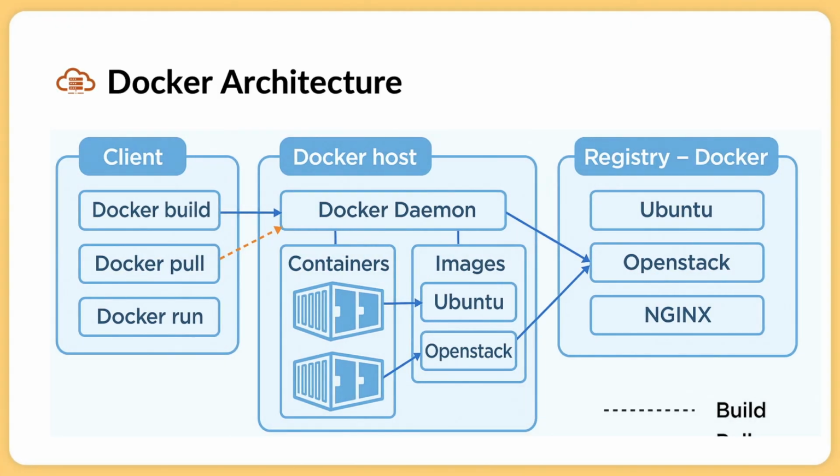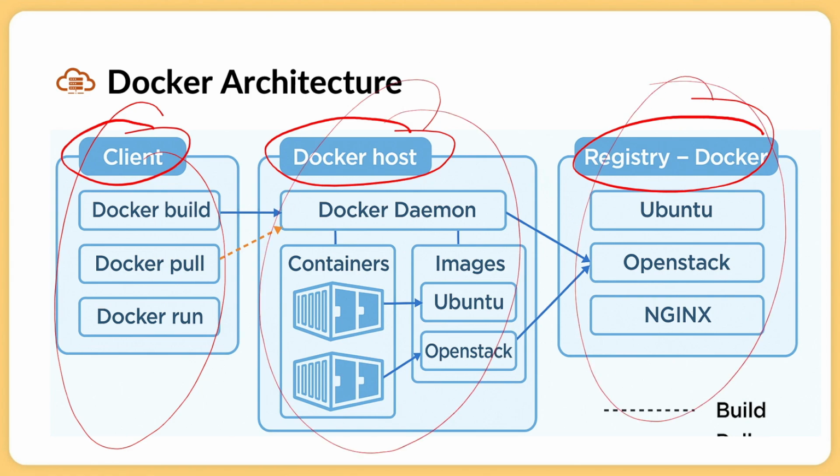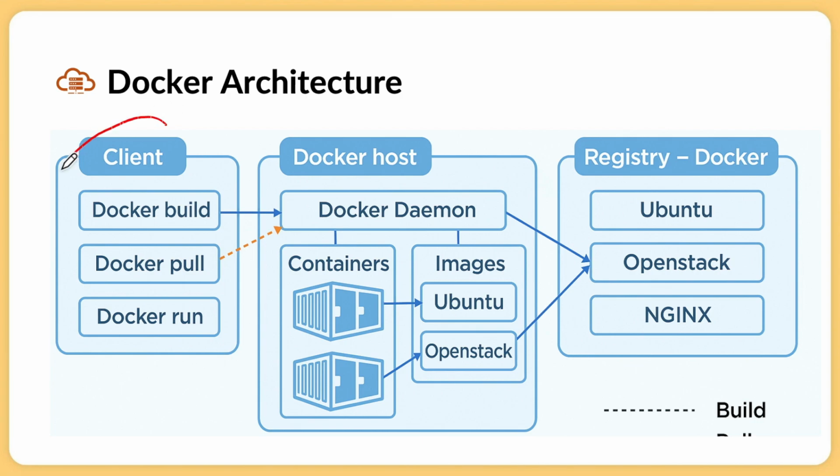So Docker follows a client-server model where different components work together to manage containers. You see here we have Docker client, Docker host, and Docker registry, and all these three components work together to run a container. Now let's start with Docker client.